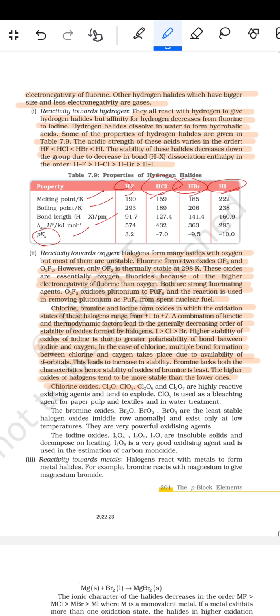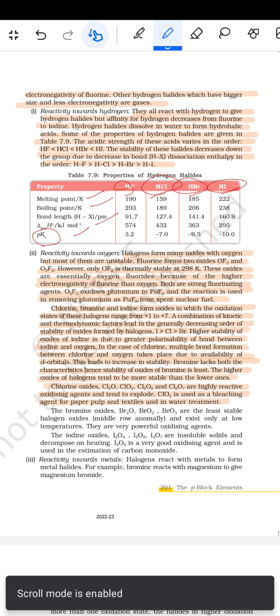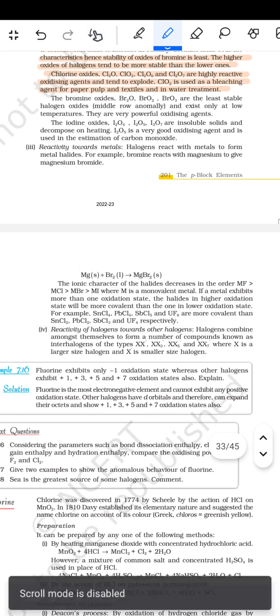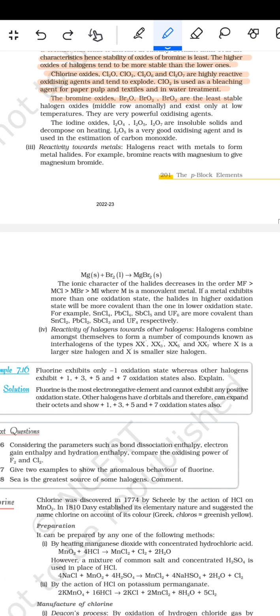Chlorine oxides Cl2O, ClO2, Cl2O6 and Cl2O7 are highly reactive oxidizing agents and tend to explode. ClO2 is used as a bleaching agent for paper pulp and textile and in water treatment. The bromine oxides Br2O, BrO2, and BrO3 are the least stable halogen oxides, middle row anomaly, and are used only at low temperature. They are very powerful oxidizing agents.